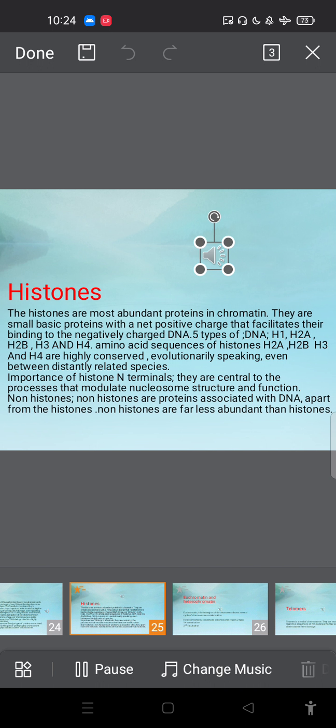Importance of histone N-terminal tails. Histone N-terminal tails are central to the processes that modulate nucleosome structure and function. The N-terminal tails of the four core histones are targets for post-translational modifications such as acetylation, methylation, and phosphorylation that correlate with changes in gene activity. The contribution of histone tails to nucleosome structure and nucleosome arrays has been demonstrated by several researchers, but the mechanisms involved in acetylation-mediated transcriptional regulation remain to be elucidated.